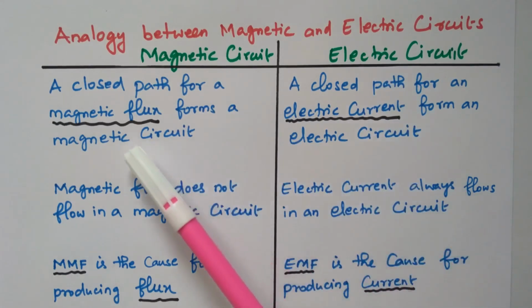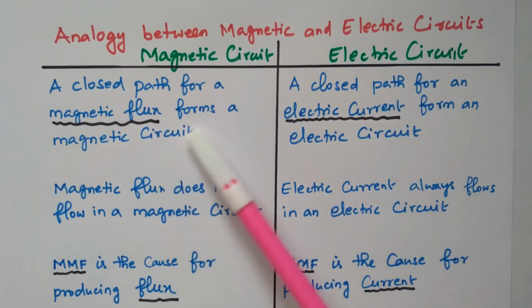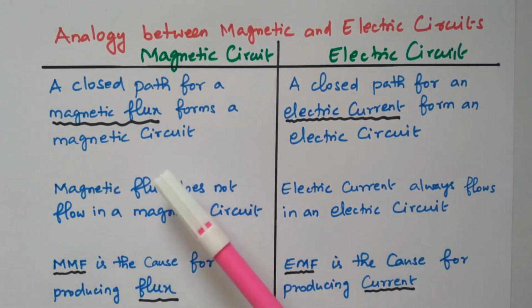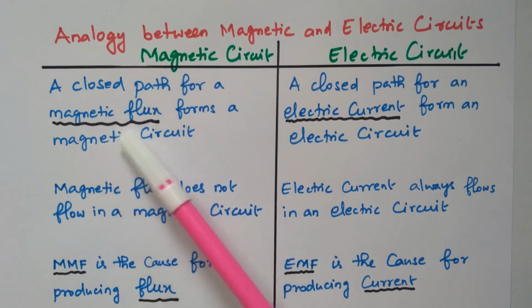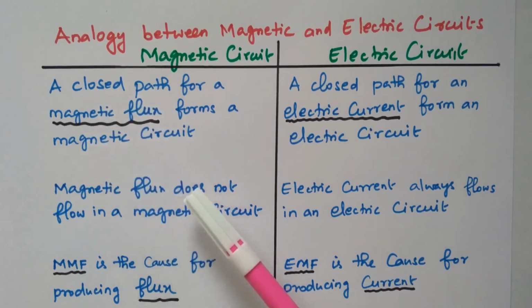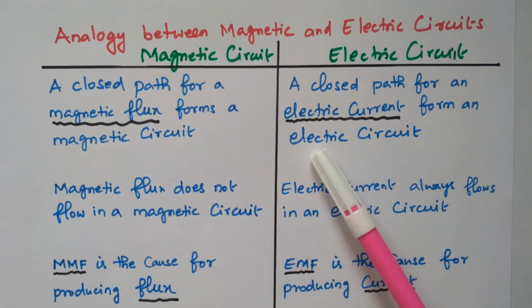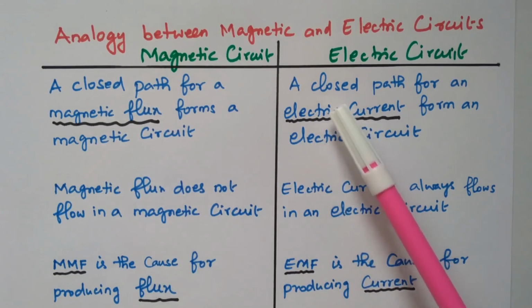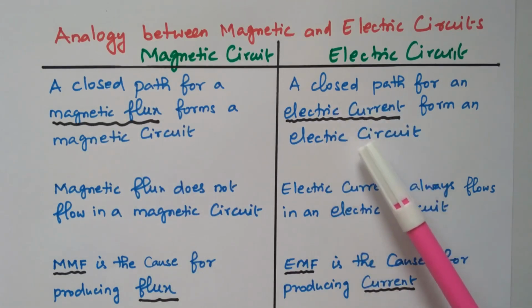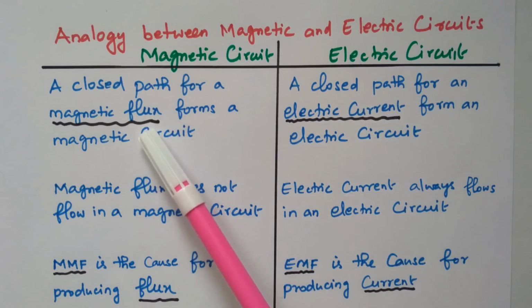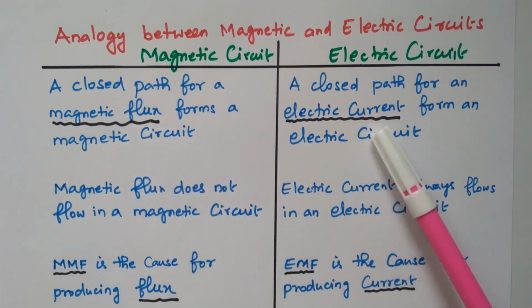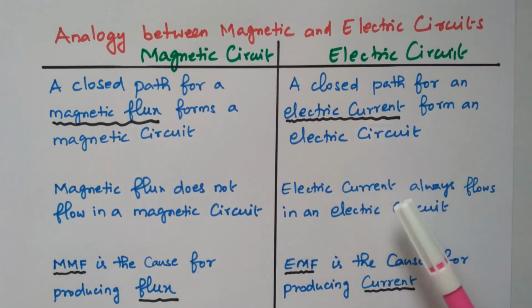First we will see the closed path for the magnetic flux forms a magnetic circuit. A magnetic circuit is formed by the magnetic flux that forms the closed path. In the case of an electric circuit, the electric current forms the closed loop. So in the magnetic circuit we have flux available to form the closed loop, and here current is available to form the closed loop.